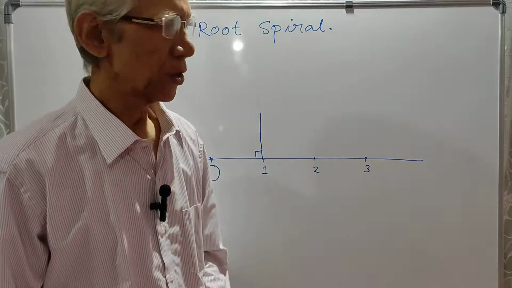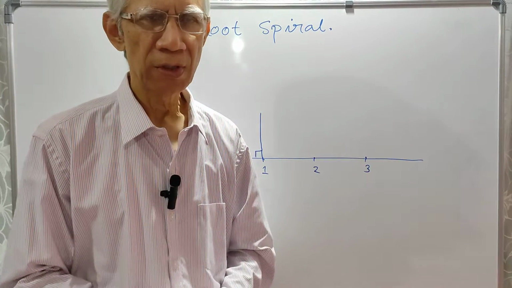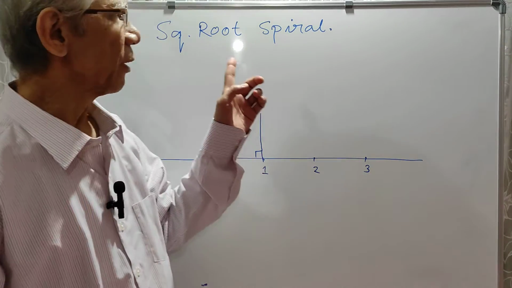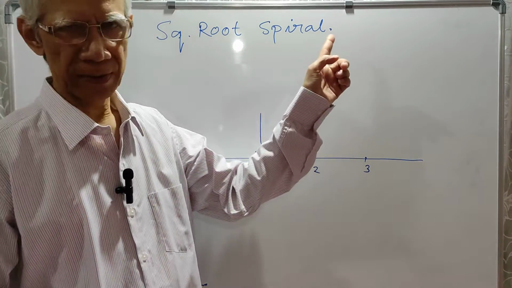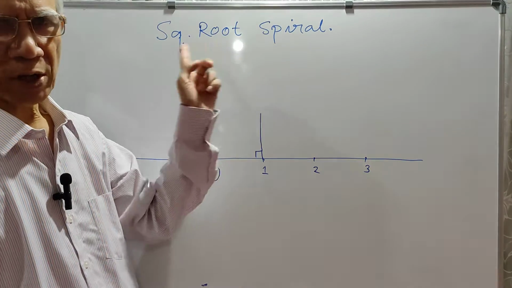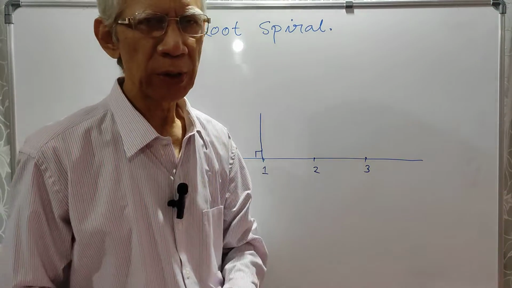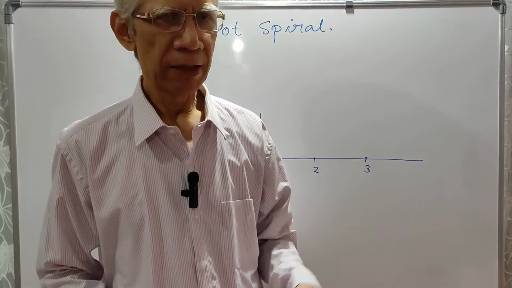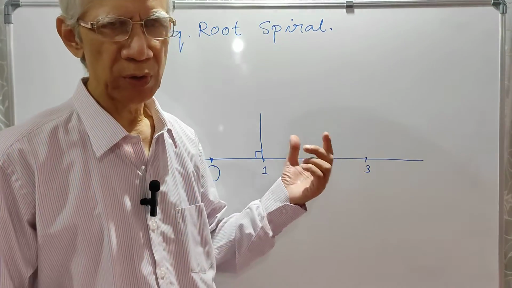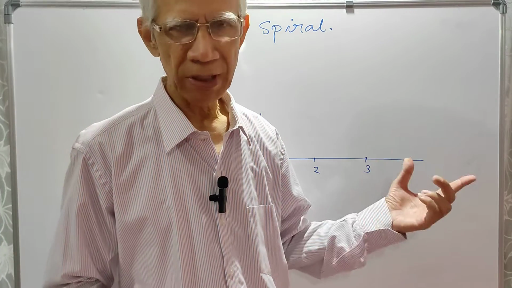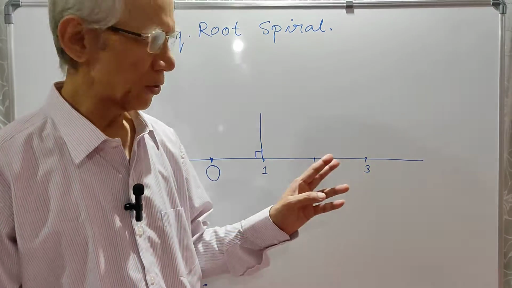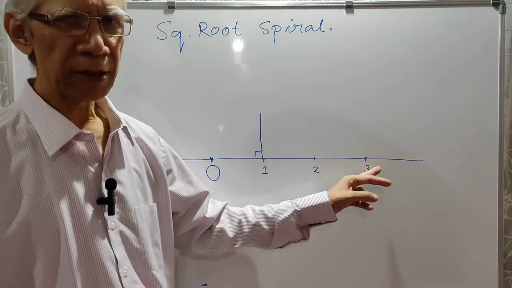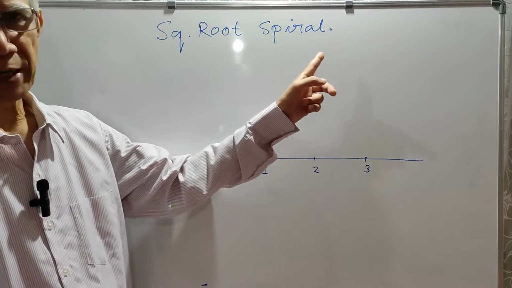My dear students, today I am going to discuss maths for class 9. In class 9, we have something about the square root spiral. This square root spiral is used to locate the position of irrational numbers on the number line. Irrational numbers like root 2, root 3, root 5, root 7, etc. can be placed on the number line with the help of this square root spiral.